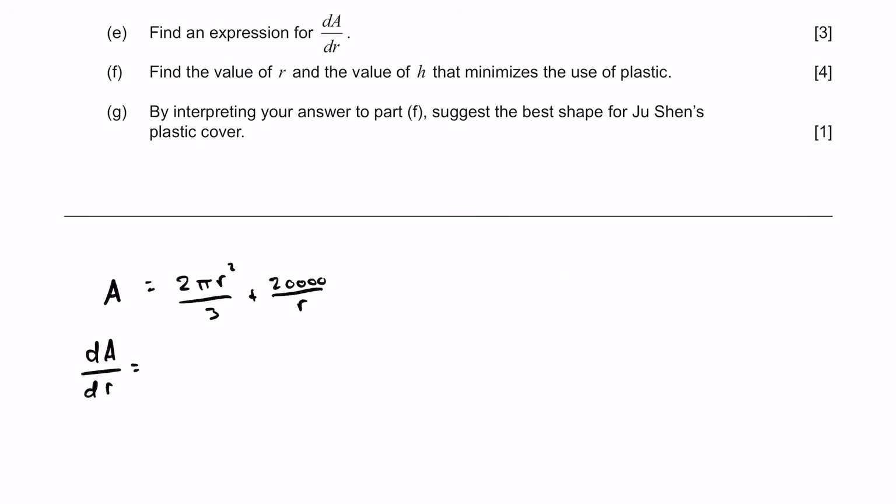Okay, so let's first rewrite this actually. So let's not write dA/dr yet. Let's write this in a way that allows us to treat it with this variable in the denominator. So 2 pi r squared over 3 can stay as it is, but here we'll have 20,000 times 1 over r. Essentially this is the same as 20,000 times r to the negative 1.